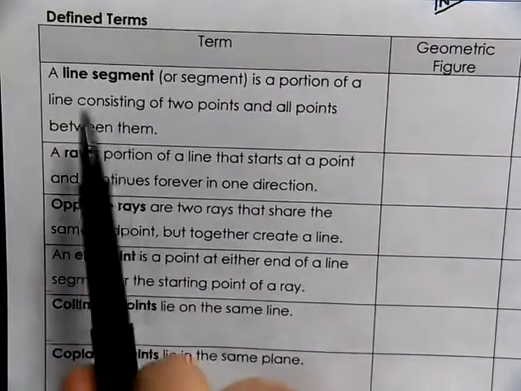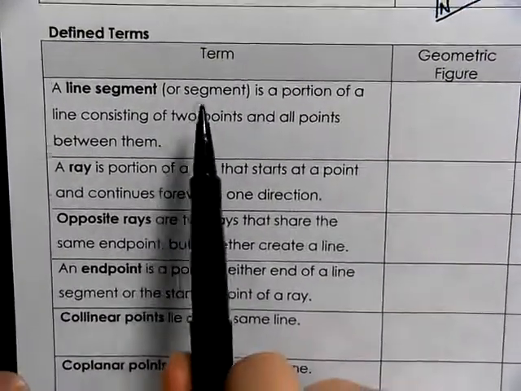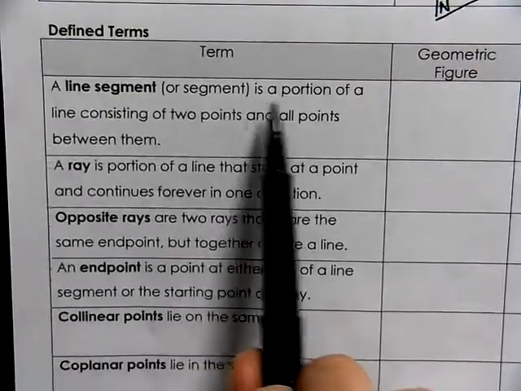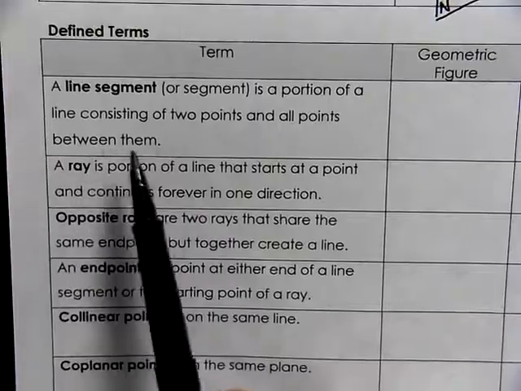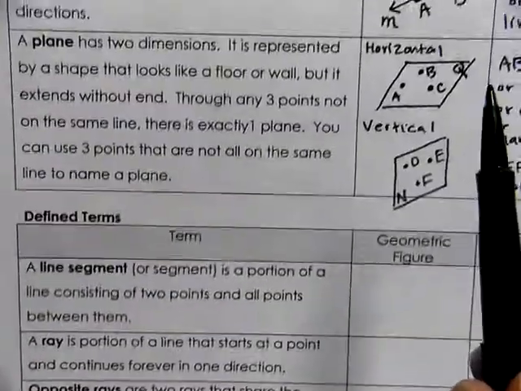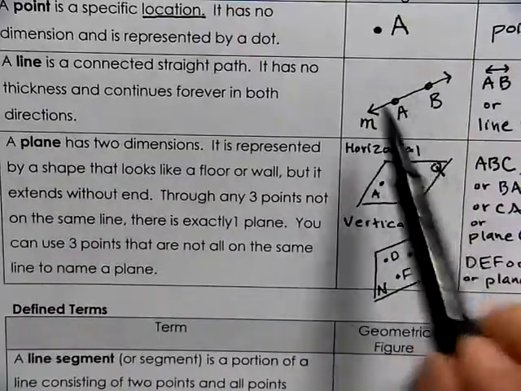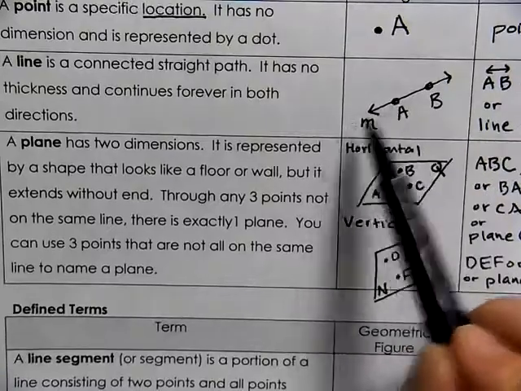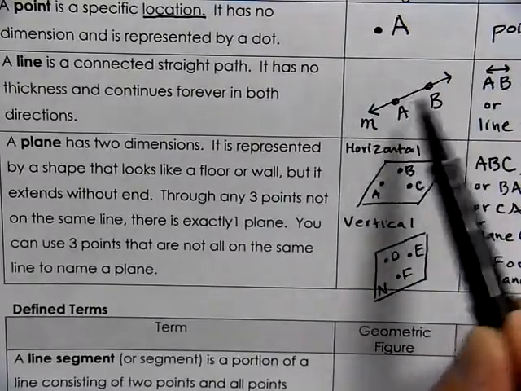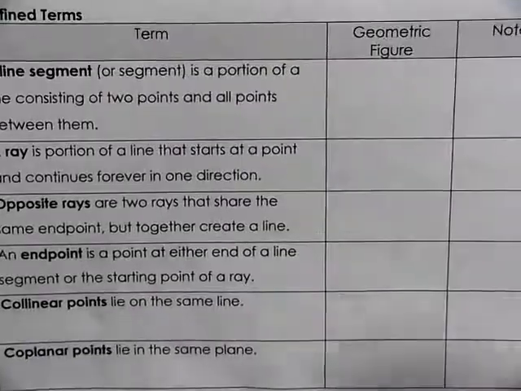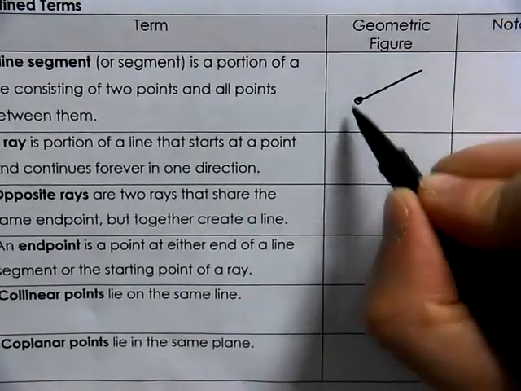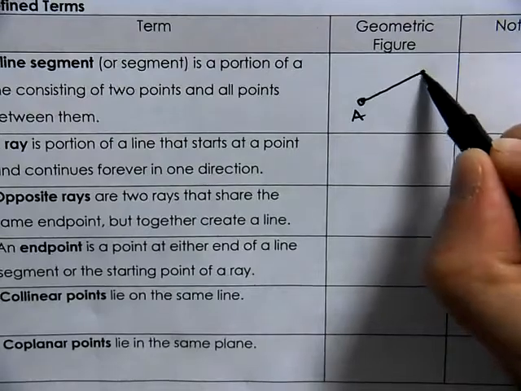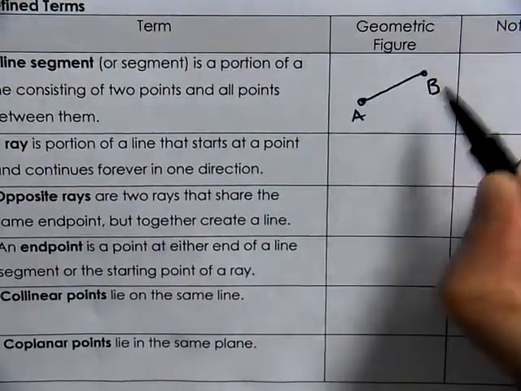We can call this 2 ways. We can call it a line segment or just a segment. So a line segment is a portion of a line consisting of 2 points and all the points between them. So we're going to take that line that we drew earlier and chop off the ends. We just want 2 points and everything between them. So here is my line. There's a point. There's a point. I labeled them A and B.